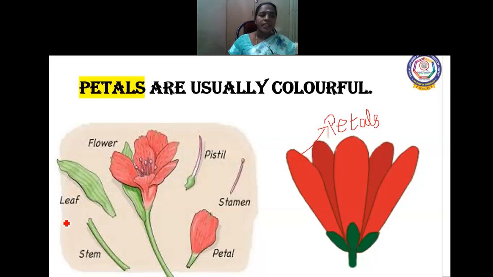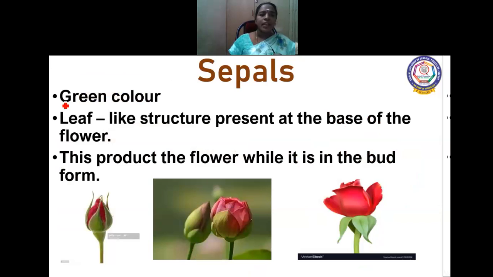Petals, leaf, stamen, pistil, and flower. Let me see about sepals. It is a green color part, and it is a leaf-like structure present at the base of the flower. And this protects the flower when it is in the bud stage.